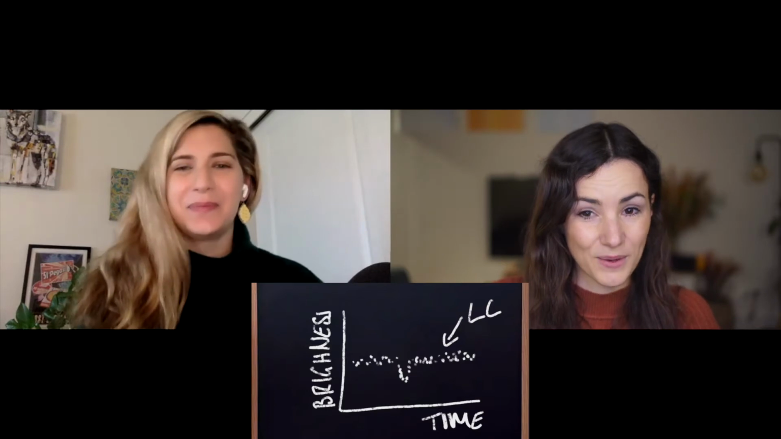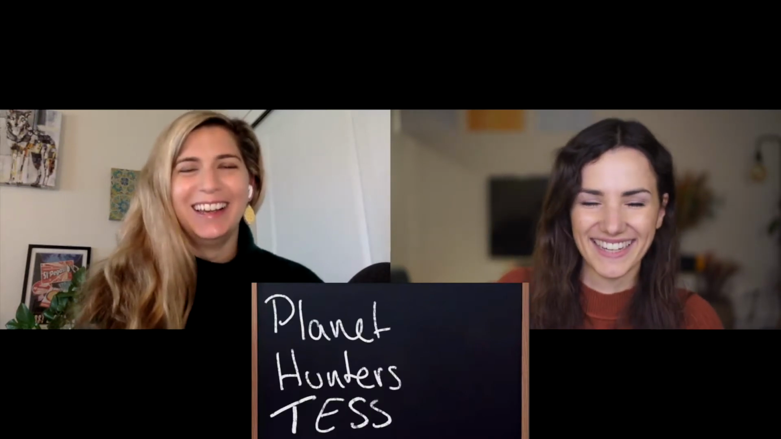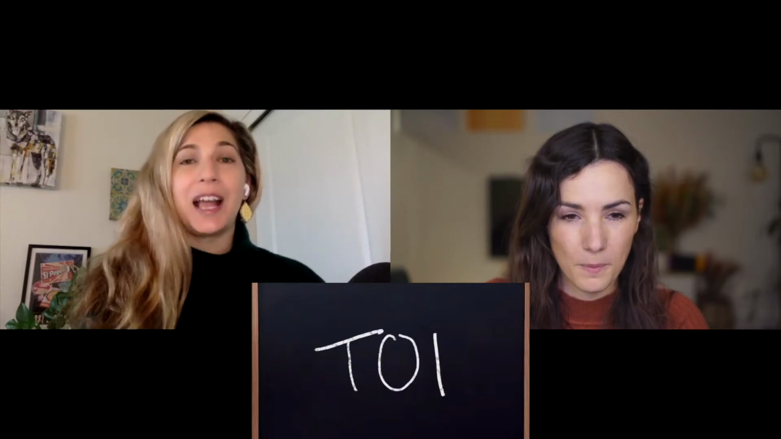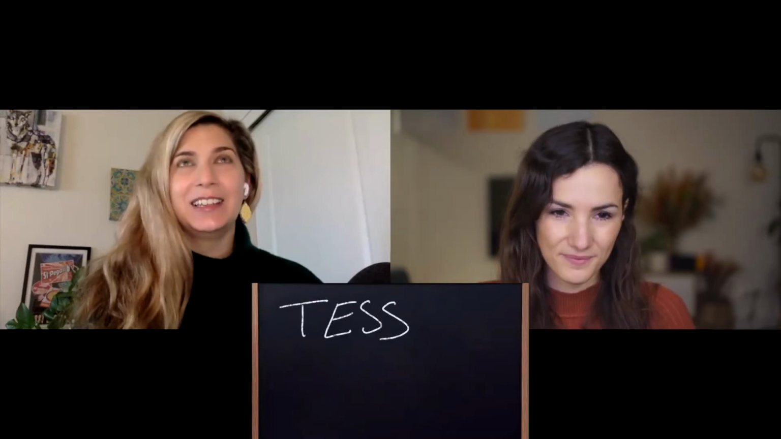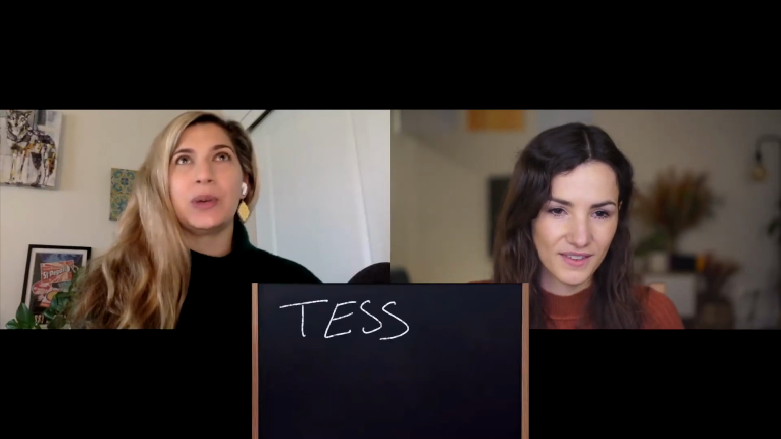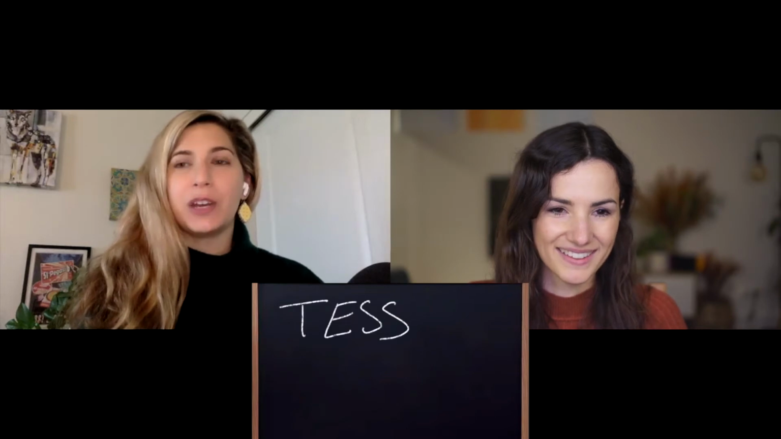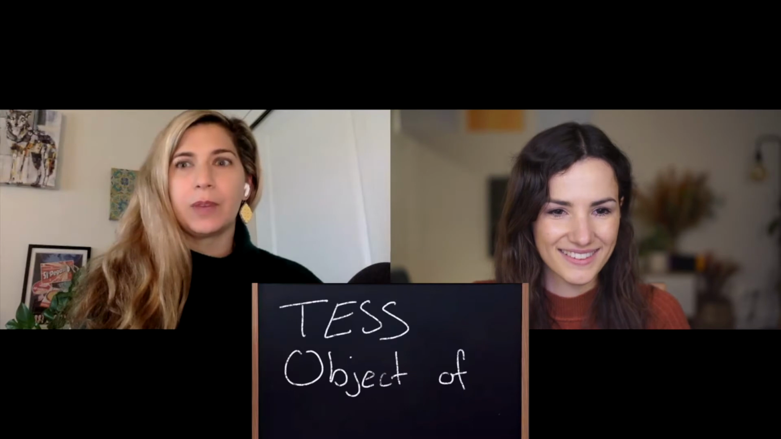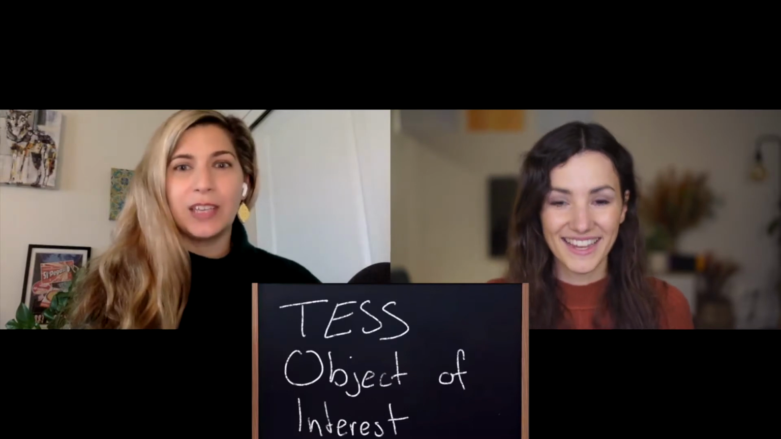All right. Next one. I think you'll get this one too. PHT. Planet Hunters TESS. Yes. Okay, they will get harder. TOI. All right. First one has to be TESS. And what are we doing? We are measuring objects. So TESS objects of, I'm going to guess, interest? TESS objects of interest? Yeah. Good.